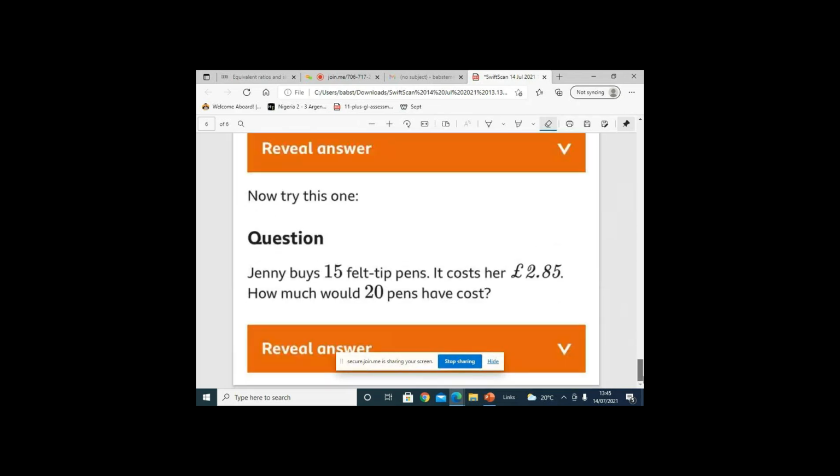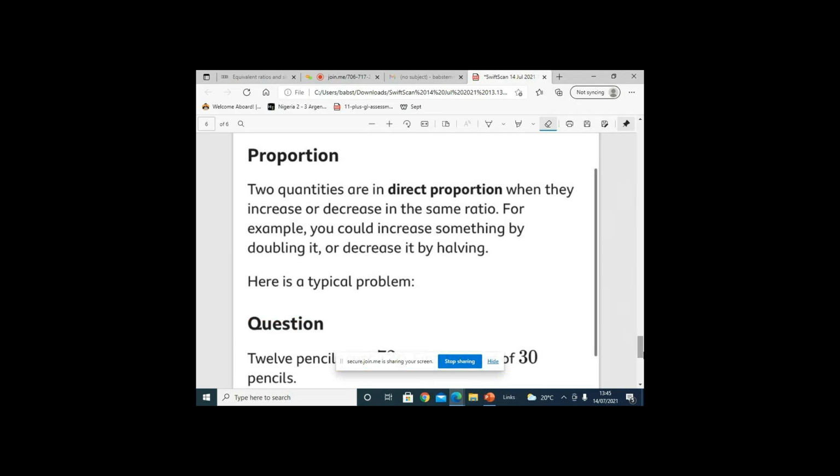So this one is now proportional. The final one is proportional. Two quantities are in direct proportion to each other. When you say something is in direct proportion, that means that as one is increasing, the other is also increasing. As one is decreasing, the other will also be decreasing. So it's similar to ratios too.